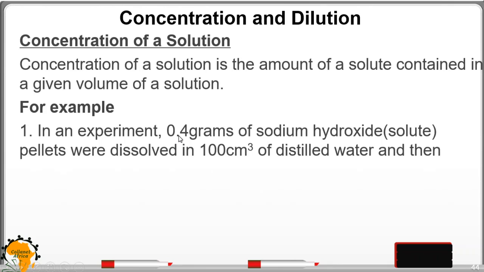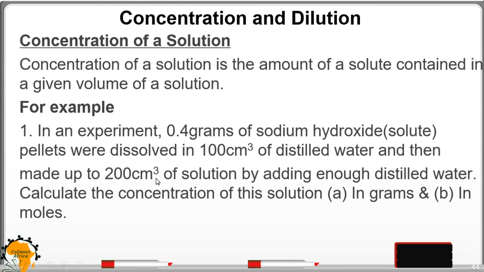In an experiment, 0.4 grams of sodium hydroxide solute were dissolved in 100 centimeters cubed of distilled water, then made up to 200 centimeters cubed of solution by adding enough distilled water. Calculate the concentration of this solution in A, grams, B, in moles.